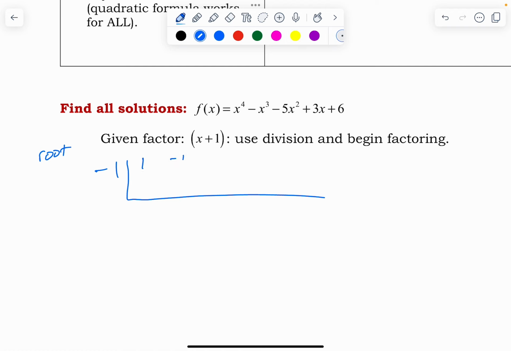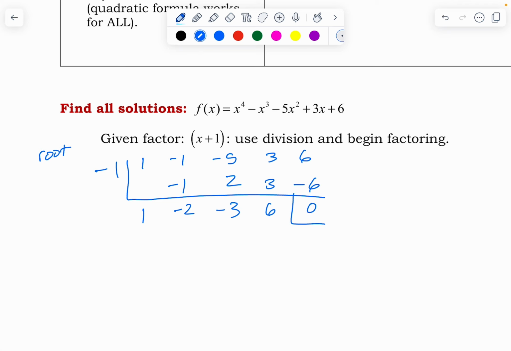I have a 1, I have a -1, I have a -5, I have a 3, I have a 6. That was 4, 3, 2, 1, 0. Okay, I didn't have to put in any zeros to hold space. 1 times -1 is -1. This gives me a -2. This gives me a +2. I see a -3 times a -1 is a +3. This gives me 6 times -1 is -6. Oh, that's convenient. And there's 0.